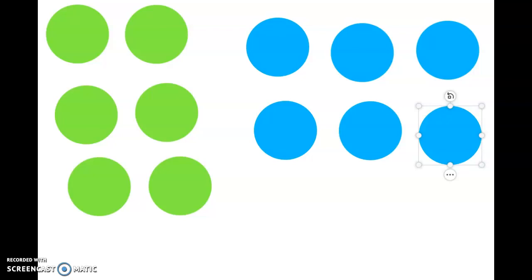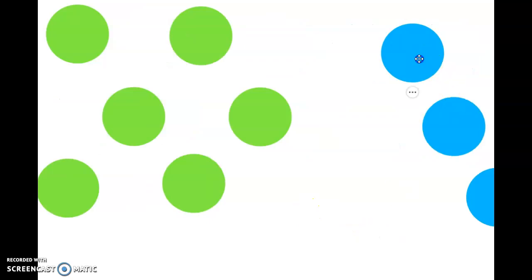So are there any that are greater? No. Are there any that are less or fewer? No. They're the same amount. So what word would we use to describe the green dots compared to the blue dots? They are equal. If you said equal, you are right.